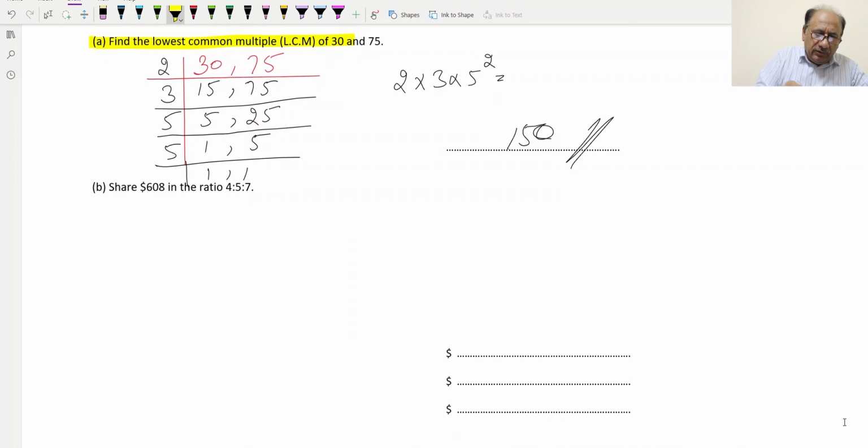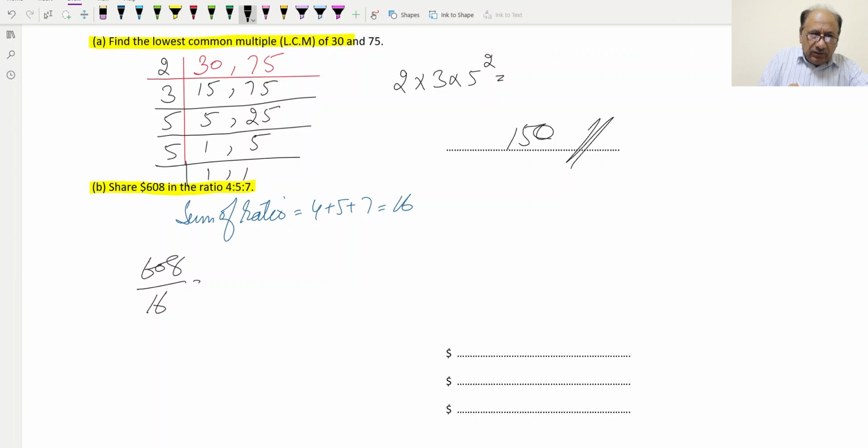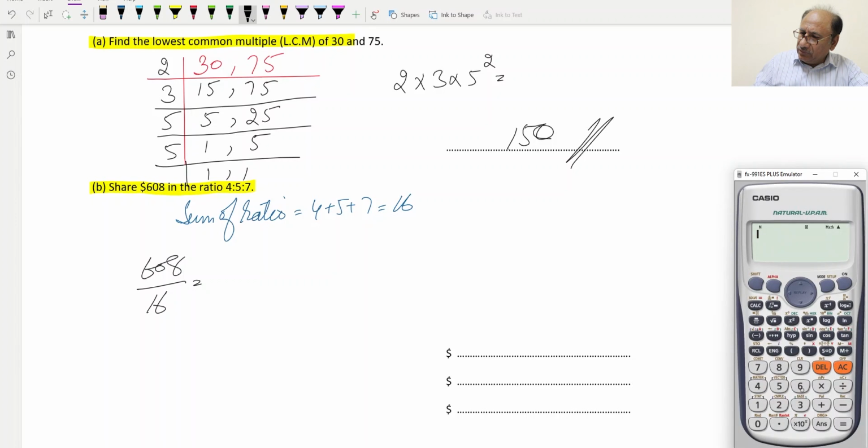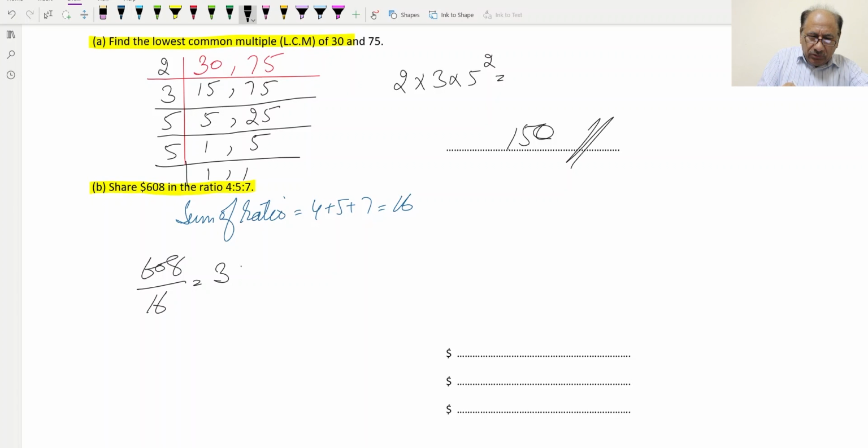Now we can move to the B part, and B part says share $608 in the ratio of 4, 5 and 7. So first of all we can write the sum of ratios. Sum of ratios is equal to 4 plus 5 plus 7, which is 9 plus 7 will be 16, and further we can divide $608 by 16, and we will get one portion. 608 divided by 16 is equal to 38. So one portion will be 38.